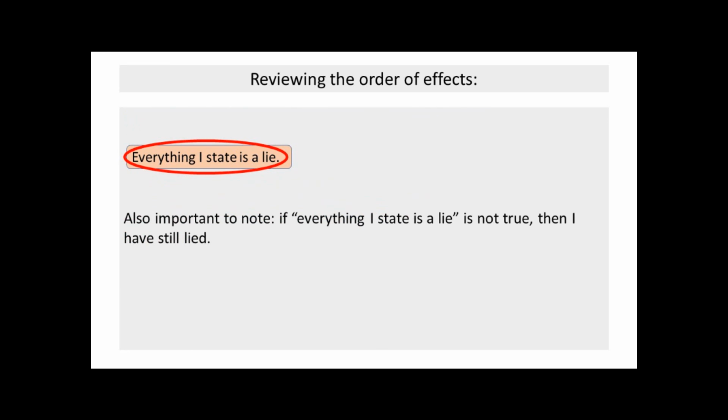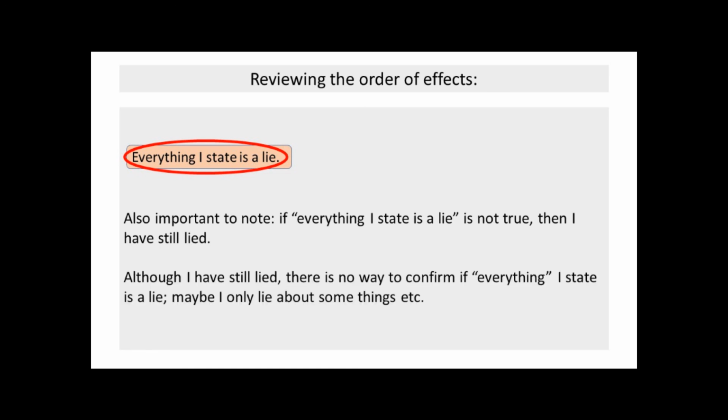Also important to note, if "everything I state is a lie" is not true, then I have still lied. Although I have still lied, there is no way to confirm if everything I state is a lie. Maybe I only lie about some things. All we know is that it is not true that everything I state is a lie. Let's look at the same example, but focus on multiple targets.